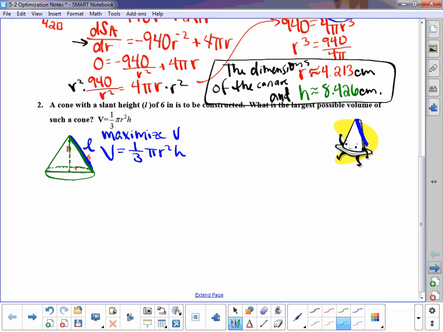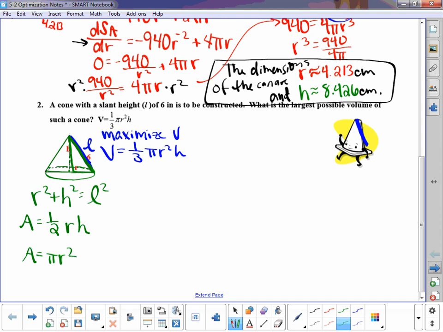Pythagorean theorem, so dealing with this triangle here, we would have r squared plus h squared equals l squared. If I did area formula for my triangle, then I have area equals 1/2 base, which would be r, times my height, which is h. And if I did area of the circle, I would have area equals pi r squared. So these are all things that seem to relate to our problem. But how do we know which one we choose?